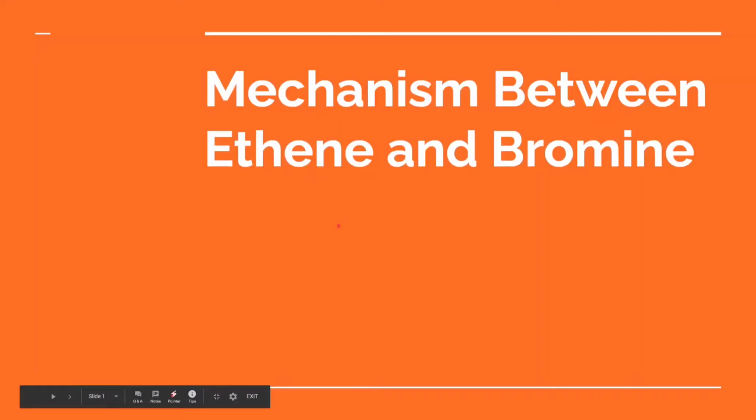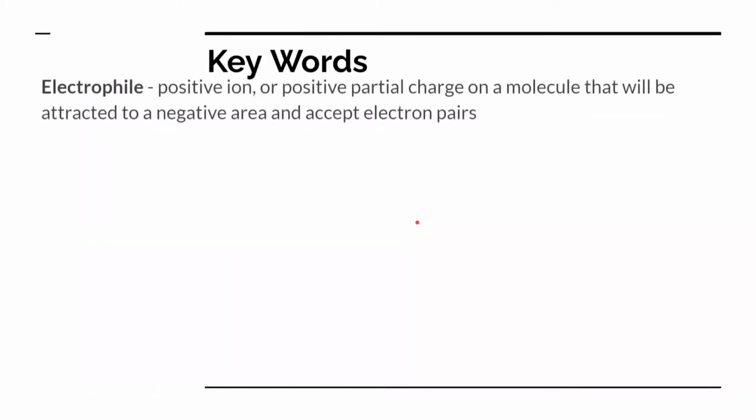Today's video is on mechanisms between ethene and bromine. So let's start off with some key words first. You'll need to know what an electrophile is, and an electrophile is a positive ion or positive partial charge on a part of a molecule that will be attracted to a negative area and accept electron pairs.